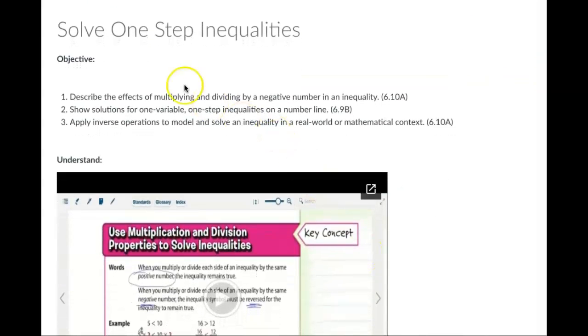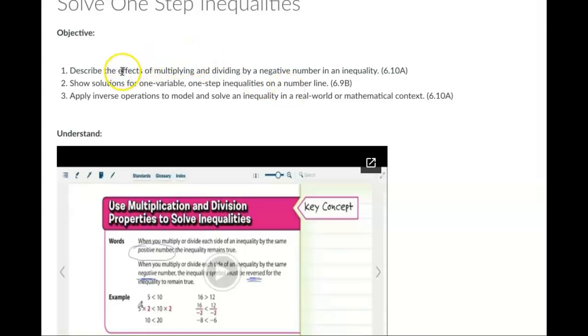Today we're going to be focusing on solving one-step inequalities. This is something that we have done before, back in December, I believe. It's very similar to solving equations, except for, look at this first objective here, you must remember that when you multiply or divide by negative numbers, something different happens to the inequality. We're going to show that in just a moment. Otherwise, everything is exactly the same as solving equations.